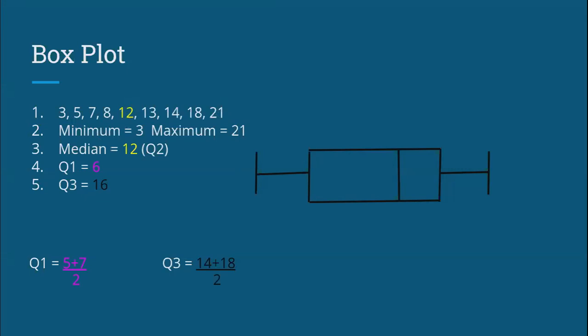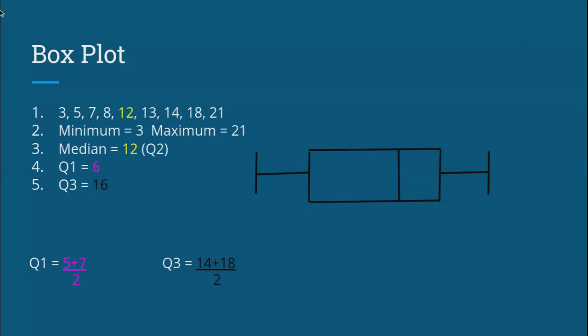So now that the median has divided the data into 2 pieces, we go to step 4, which is to find the median of the lower portion of the data set. So our lower portion is 3, 5, 7, and 8. And again, to find quartile 1, we find the median of the lower half of the data.